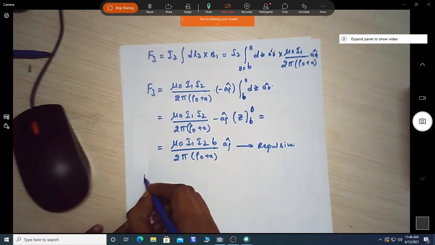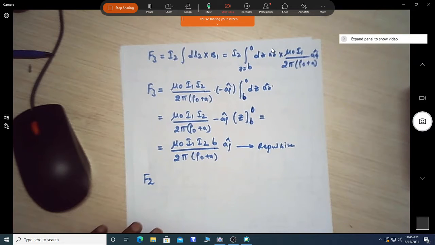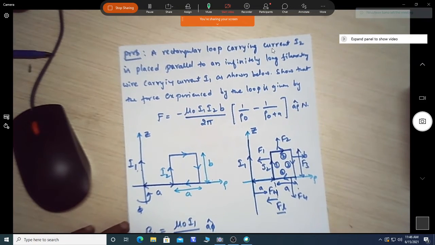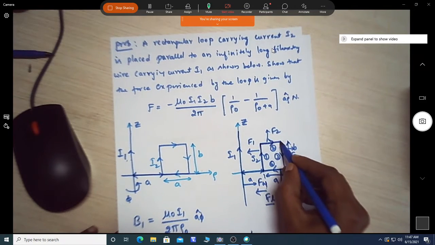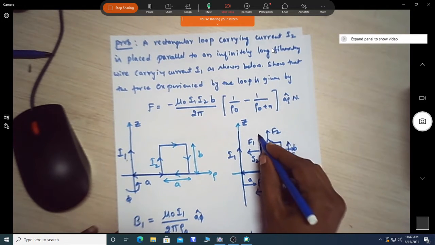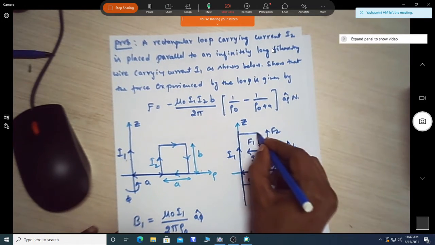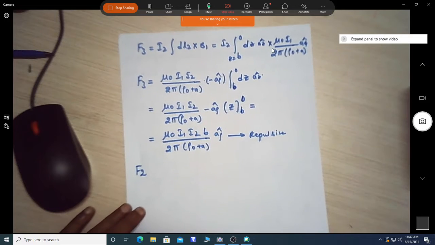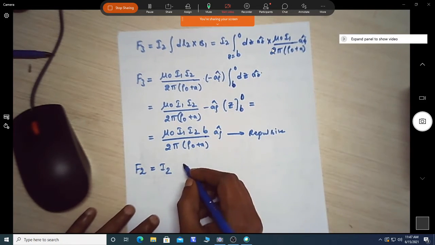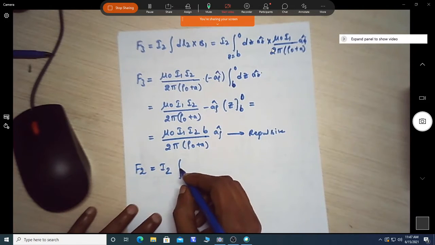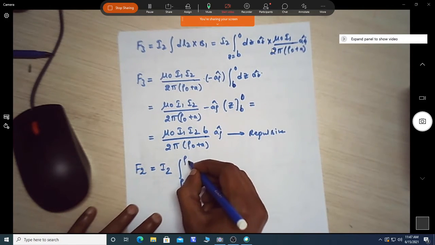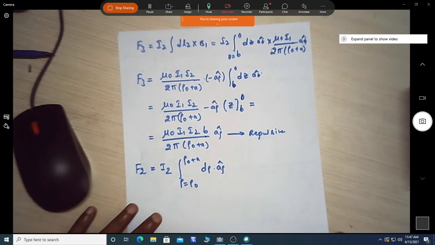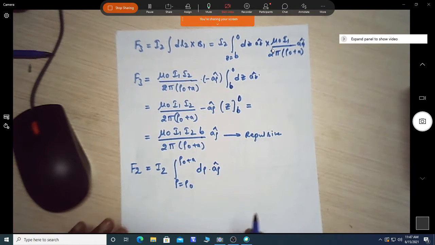So now similarly we can calculate the force F2. That is due to this element, where we have the force going in this direction. So now it is varying from rho naught to rho naught plus A. Okay, so this distance we can take in the direction of rho, which is equal to rho naught, where rho is the radius. So if you calculate F2, which is equal to I2, integration where rho goes from rho naught to rho naught plus A, in the direction of d rho into a rho direction. Okay, so that is your dl.